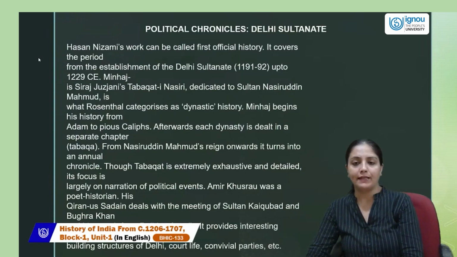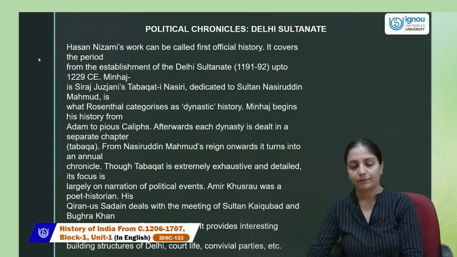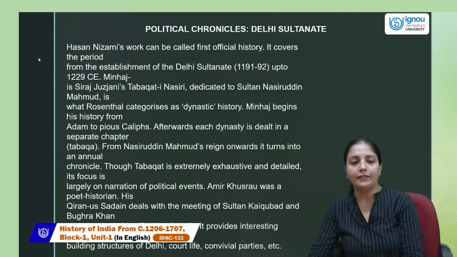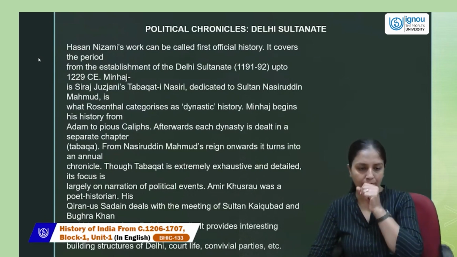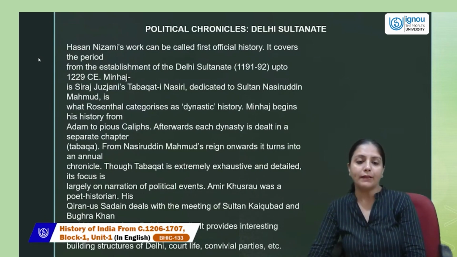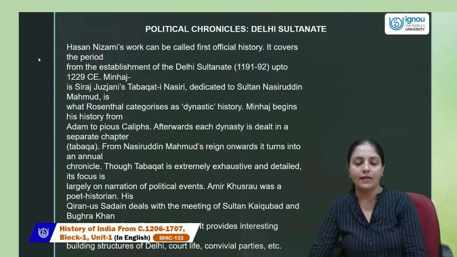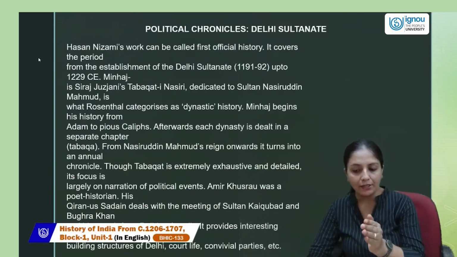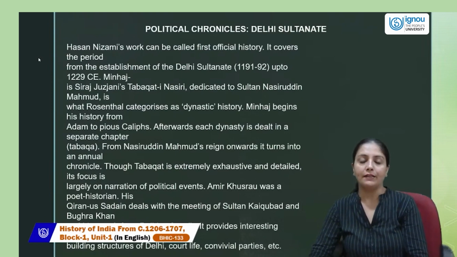Afterwards, each dynasty is dealt with in a separate chapter, meaning tabaqa. From Nasiruddin Mahmud's reign onwards, it turns into an annual chronicle. Though Tabaqat is extremely exhaustive and detailed, its focus is largely on narration of political events, how they narrate the political events of that particular leader. And we are talking about Sultan Nasiruddin Mahmud.